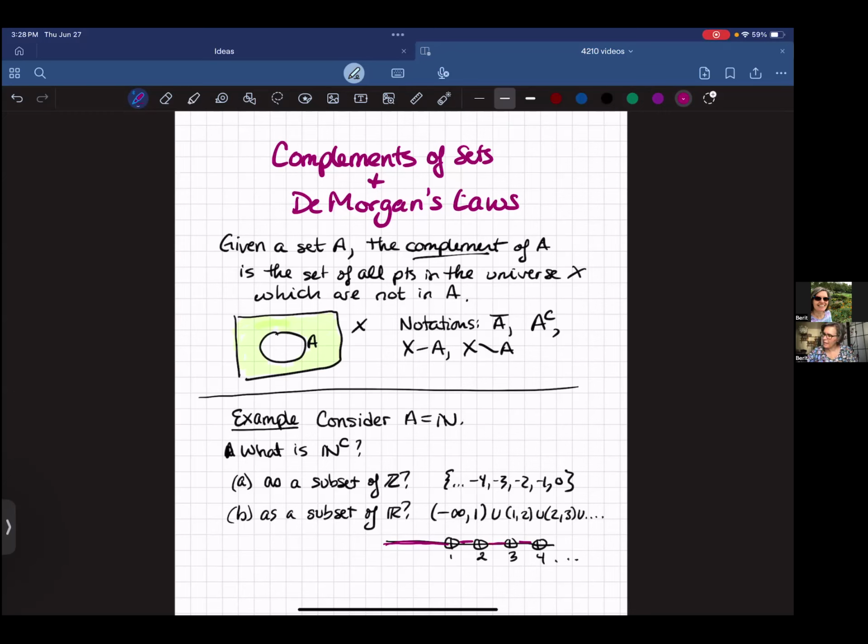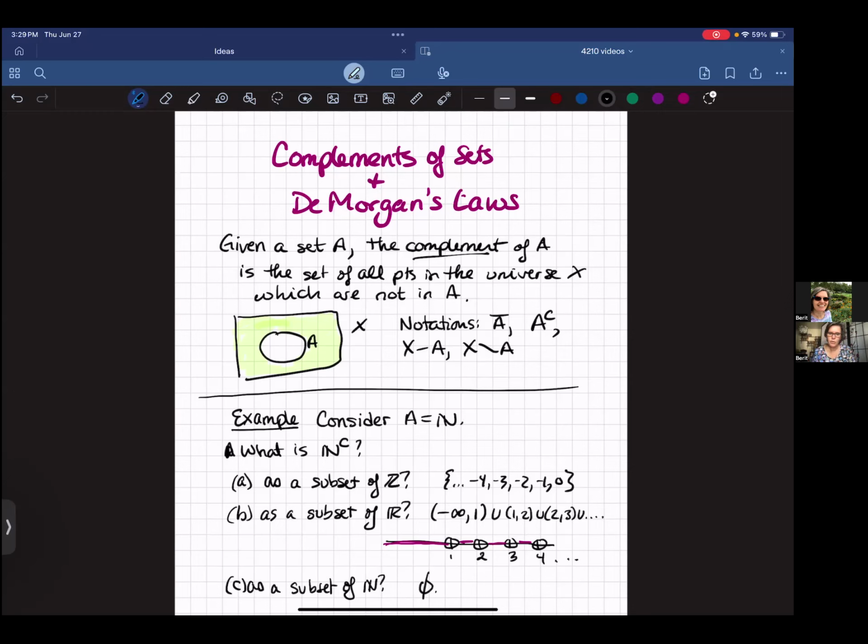What if I think of it as a subset of N? So if my universe is natural numbers, and then I want to know what are all the points that are not natural numbers, well, then I've taken everything away. There's nothing left. And so that would be the empty set.